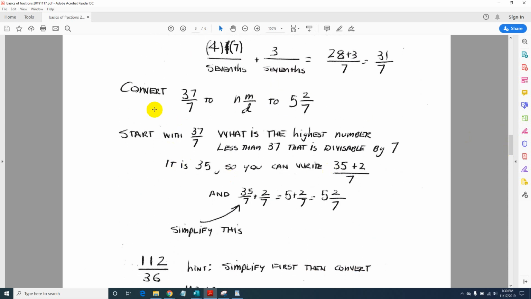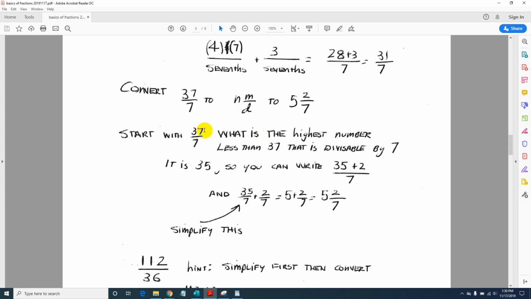Okay, now how do you go the other way? How do you go from an improper fraction to a mixed number? Oh, this is a little harder. You start with the 37 over 7. What is the highest number less than 37 that is divisible by 7? So you ask yourself, what is that number? Oh, it turns out to be 35.